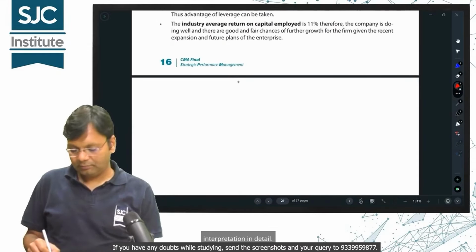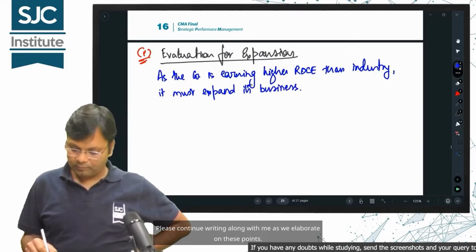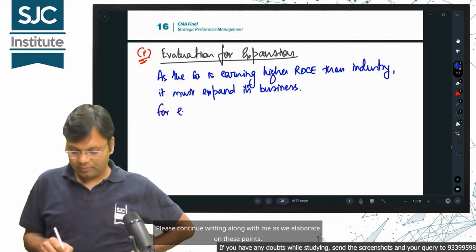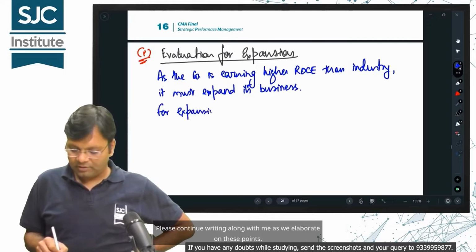Because of this strong performance, it is logical and beneficial for the company to consider expanding its business operations. The company must look for opportunities to grow and increase its market presence, as its higher ROCE suggests it can use its resources efficiently. Therefore, expansion is not just an option, but a strategic necessity for the company at this stage. Please continue writing along with me as we elaborate on these points.